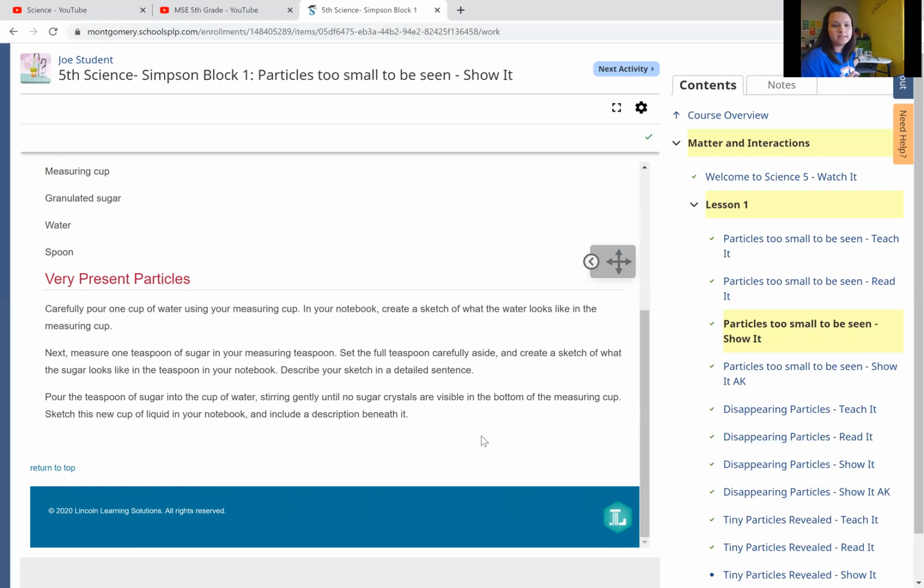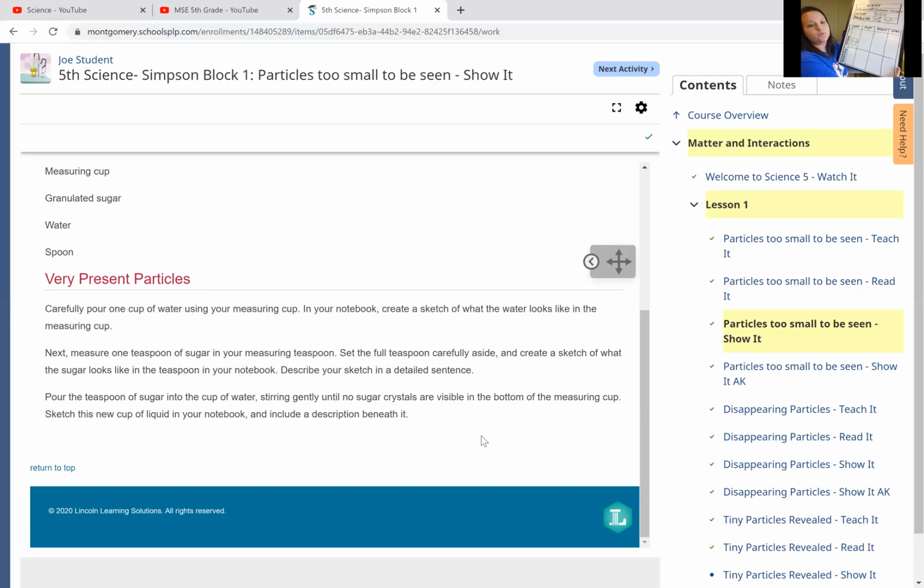It says to then create a sketch of what the water looks like in your measuring cup. I have already created this table that they are talking about because it's easier to organize. So for the water, I'm going to draw it. I have a little cup and there's water in there, and I'm going to put 1C because that's 1 cup.